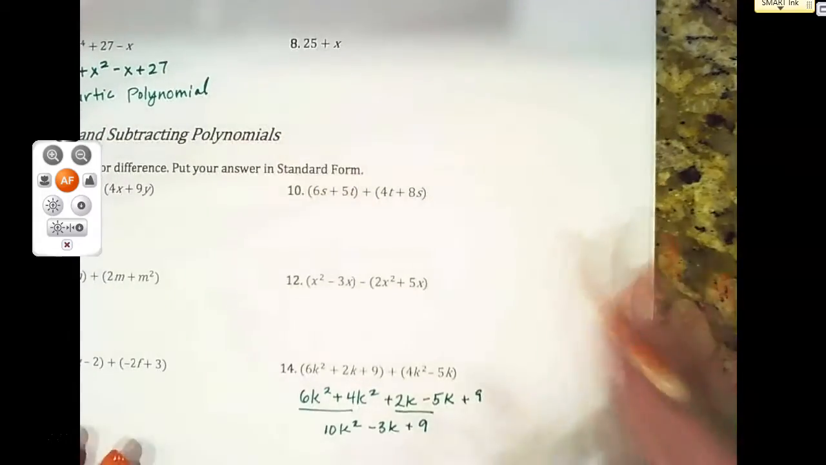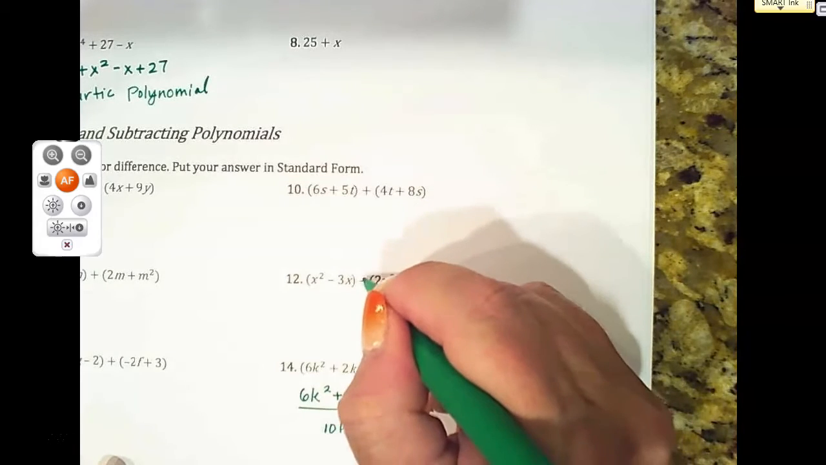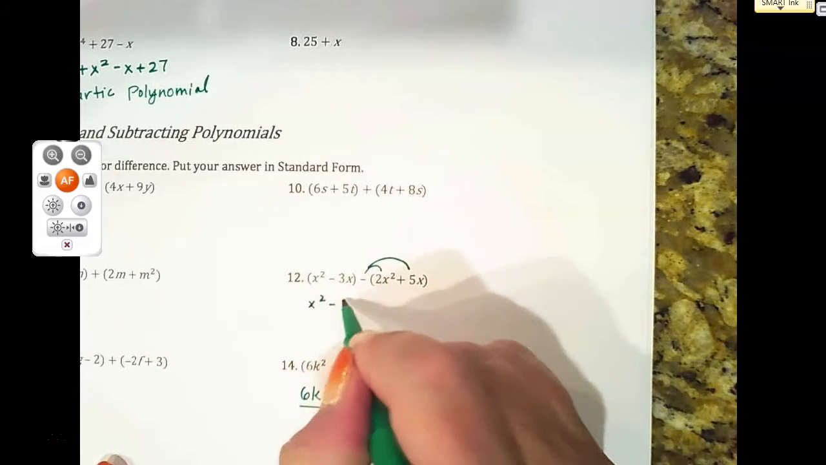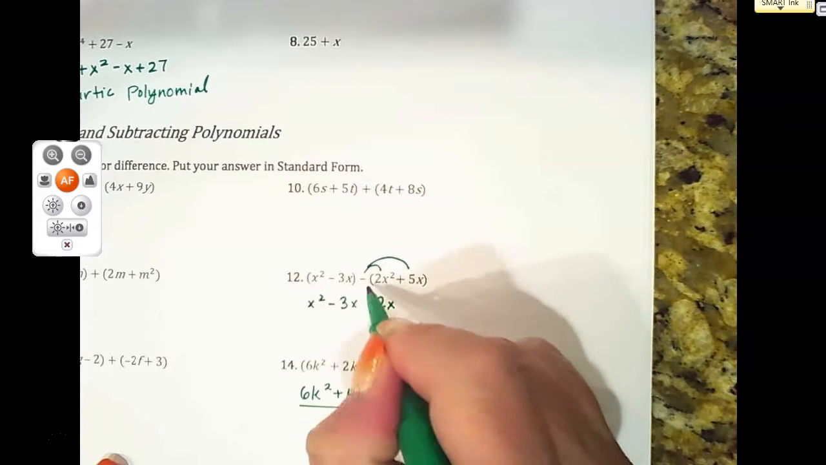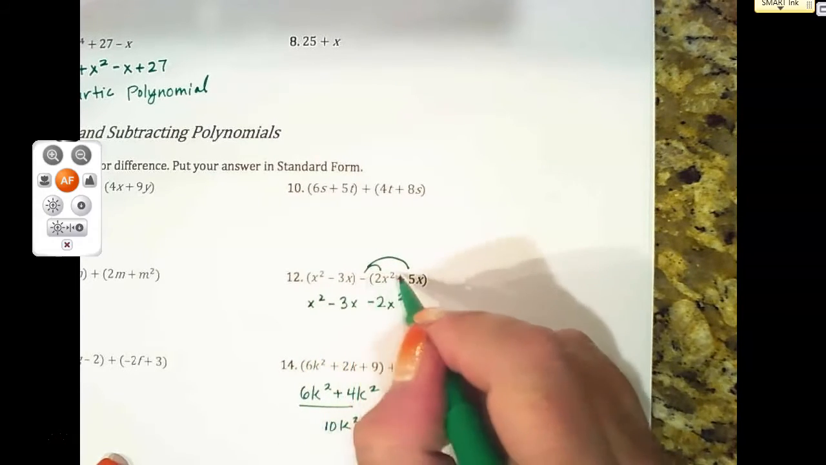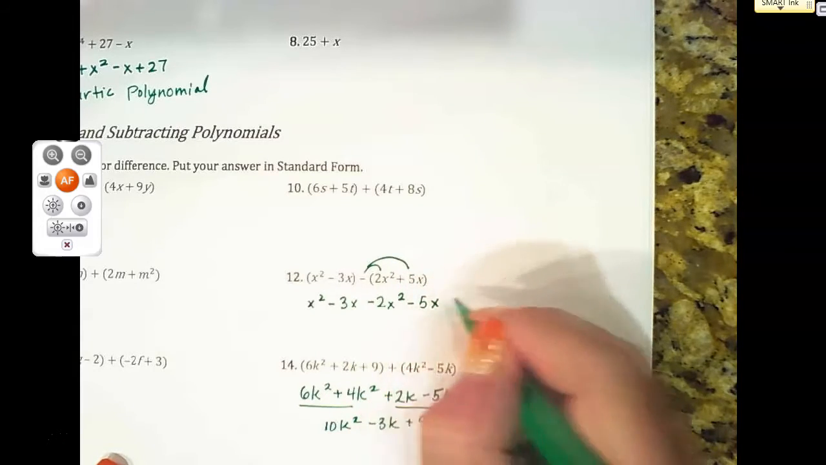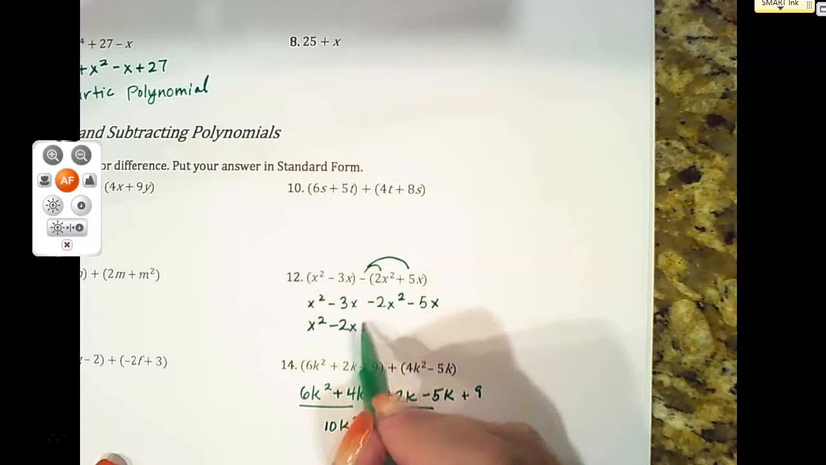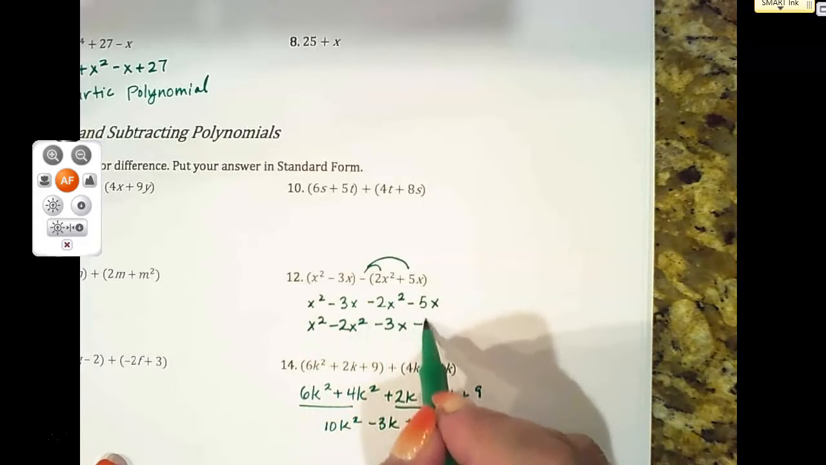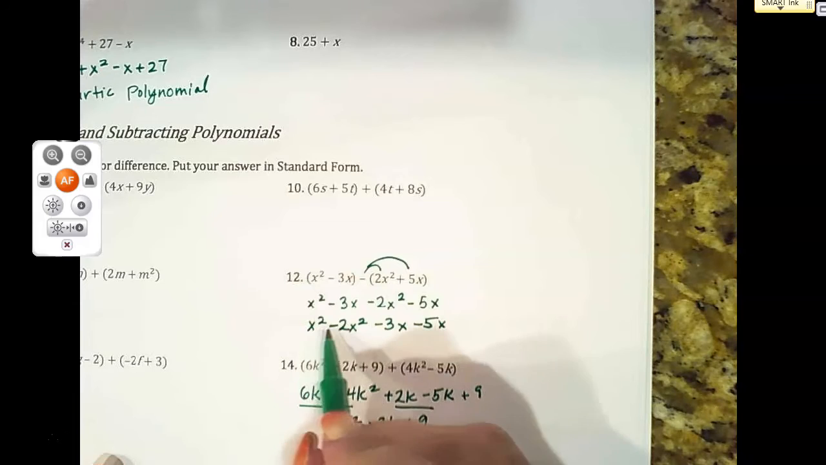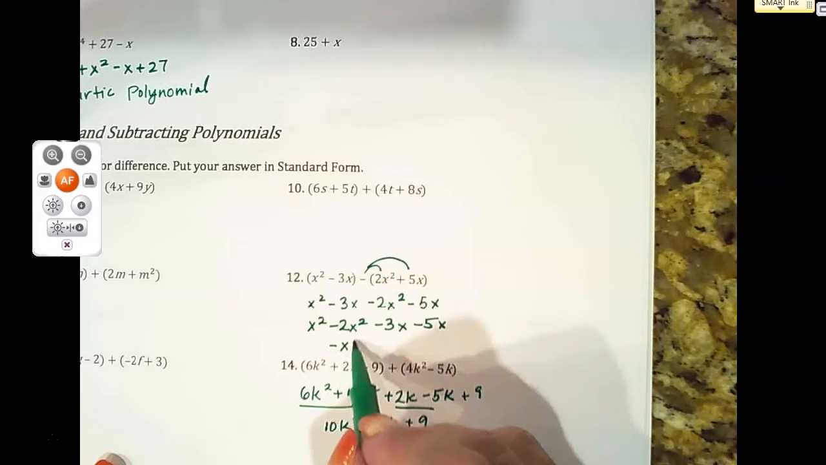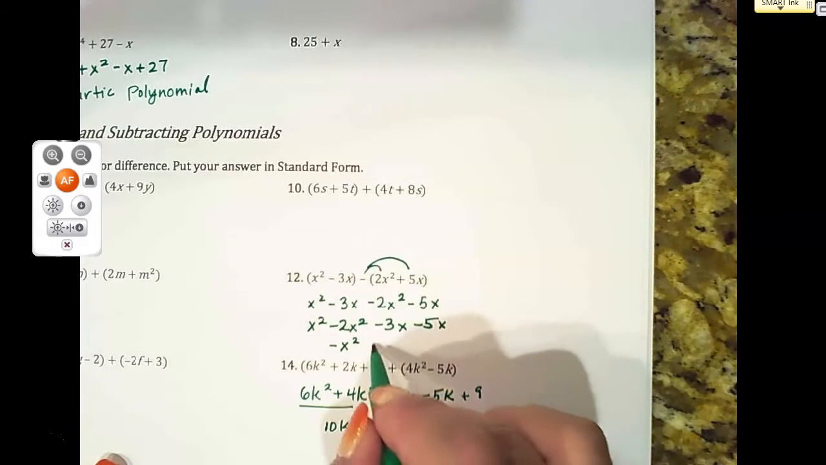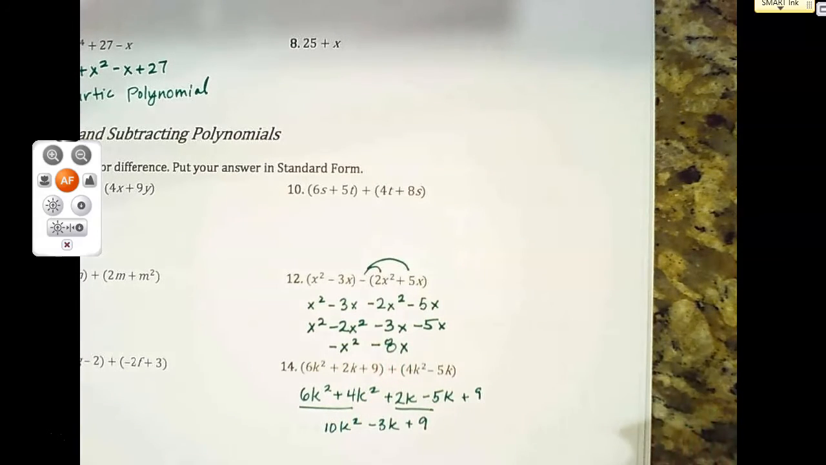So let's look at number 12. I want to make sure that I distribute that minus sign. So the first step I'm going to do is rewrite my entire polynomial. And I'm going to go minus 2x squared, and then I'm going to remember that minus is for everything inside. So I'm going to go minus 5x. Now I can put like terms together. And so 1x squared minus 2x squared is a negative 1x squared. And then minus 3x minus 5x is minus 8x. And that's going to be our final answer.